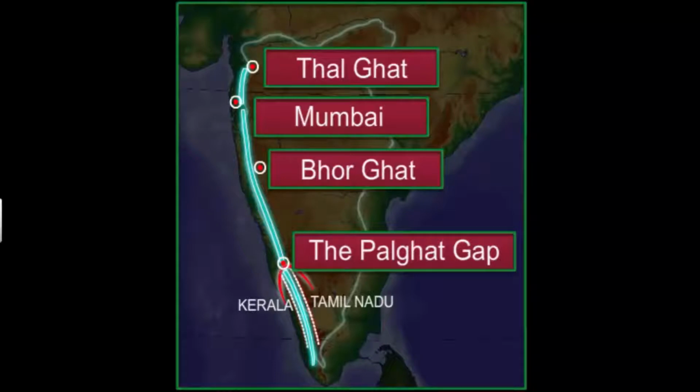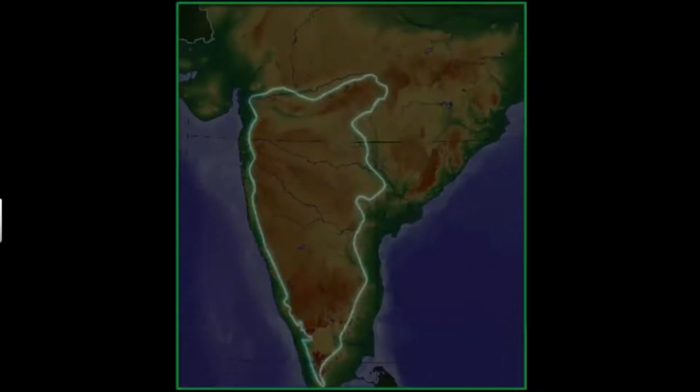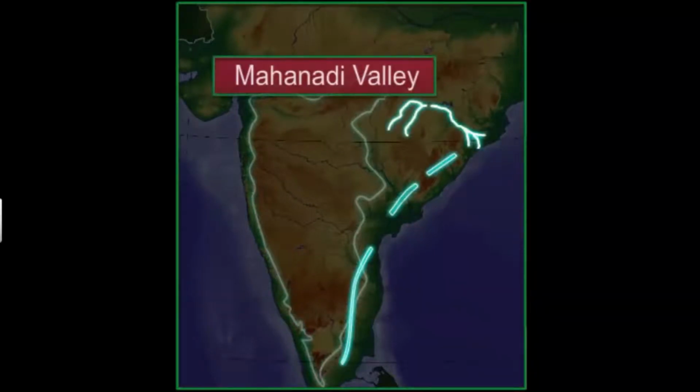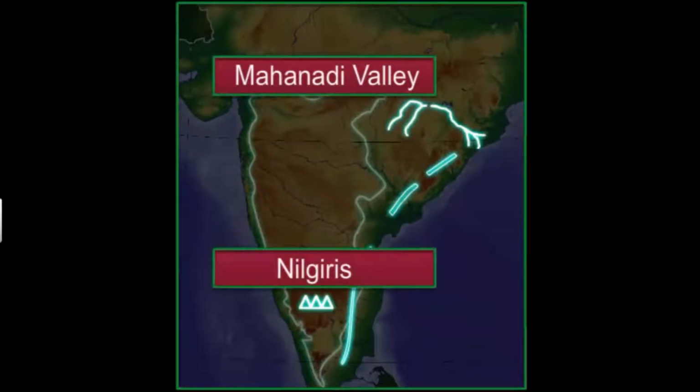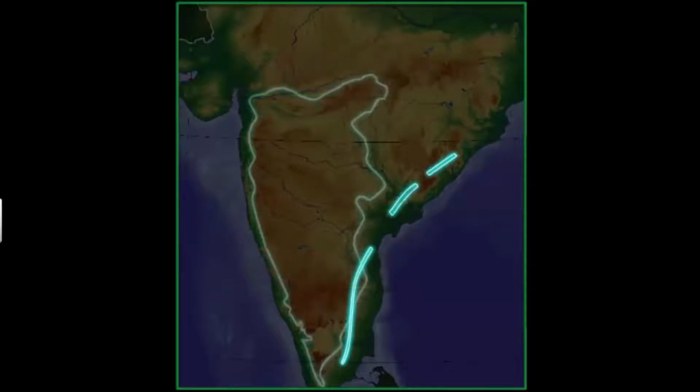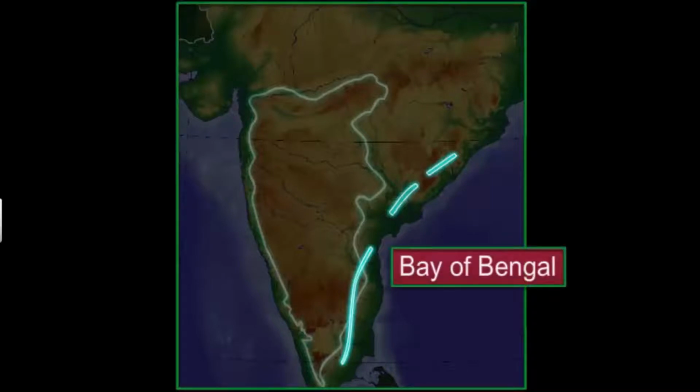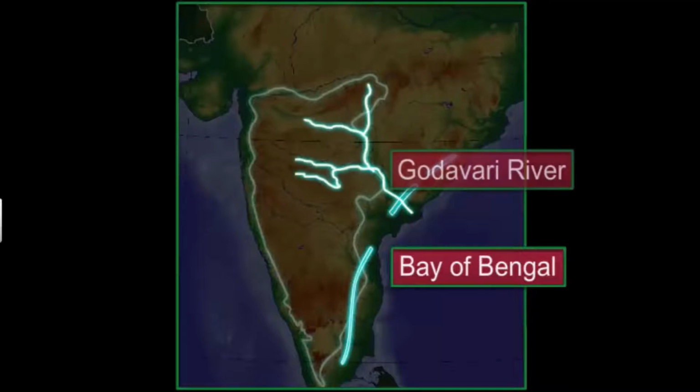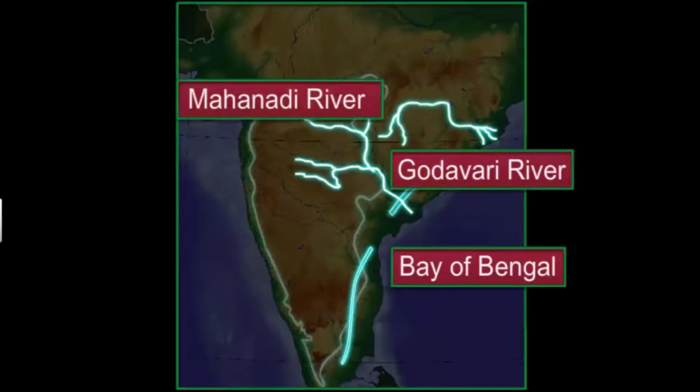The Eastern Ghats stretch from the Mahanadi Valley to the Nilgiris in the south. Unlike the Western Ghats, the Eastern Ghats are discontinuous and irregular. They are interspersed with several rivers that drain into the Bay of Bengal. These rivers are the Godavari, the Mahanadi, the Krishna and the Kaveri.